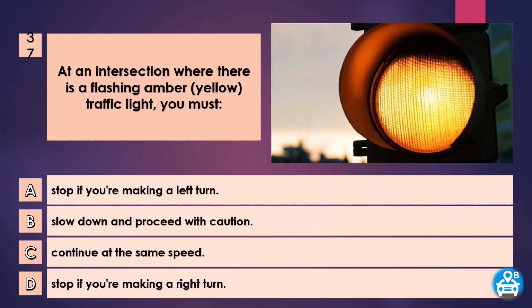At an intersection where there is a flashing amber, yellow, traffic light, you must: A. Stop if you are making a left turn. B. Slow down and proceed with caution. C. Continue at the same speed. D. Stop if you are making a right turn.